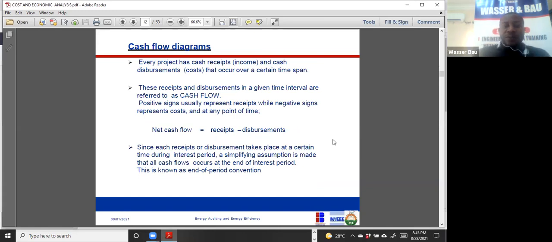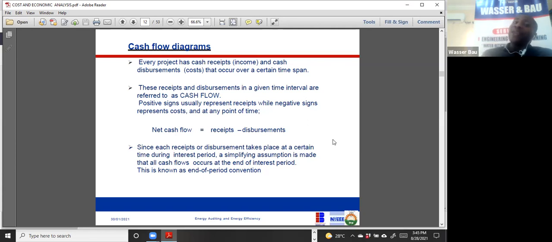Cash flow diagrams. Take note of this. When we say net cash flow, we are talking about revenue minus expenses, which can also be receipts minus disbursements. So every project has cash receipts, income, and cash disbursements, cost. So every project has income and cost.